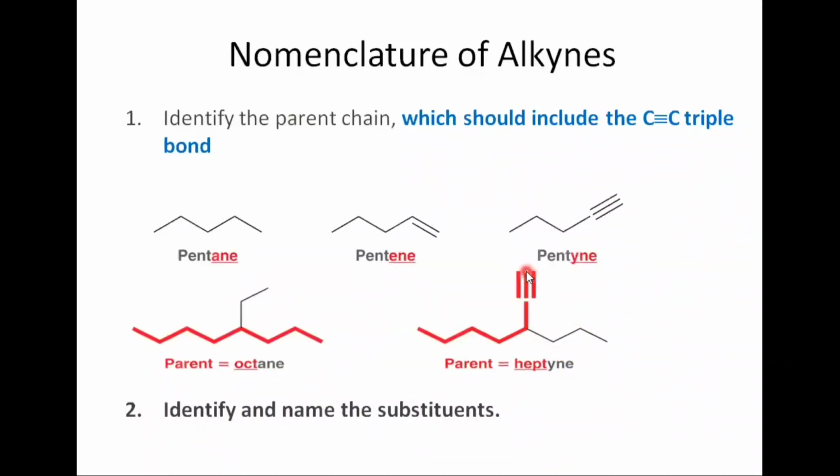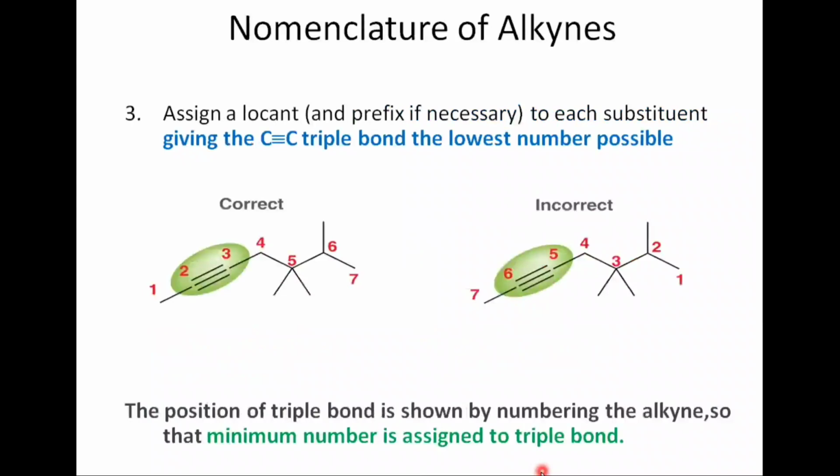So its systematic name would become 3-propyl, and we know that this is a propyl substituent, 3-propyl heptyne. So identify and name the substituents, which was our second point. Here we discussed that this is our substituent. So its correct name would become 3-propyl heptyne. So move towards the third point.